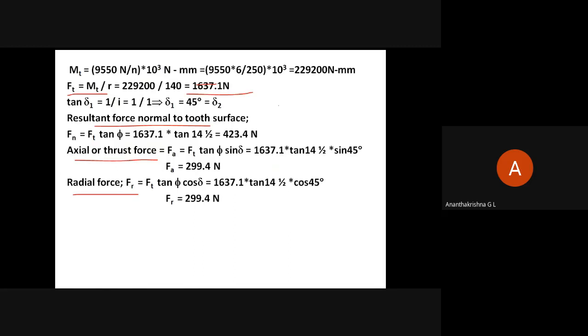Check with these values. FT, you are going to get it as 1637.1 Newton. Please check. And torque, you are going to get it as 2.29 into 10 power 5 Newton millimeter. Then normal force, axial or thrust force, and radial force. These are the values that you should get. Resultant normal is nothing but the normal force Fn.